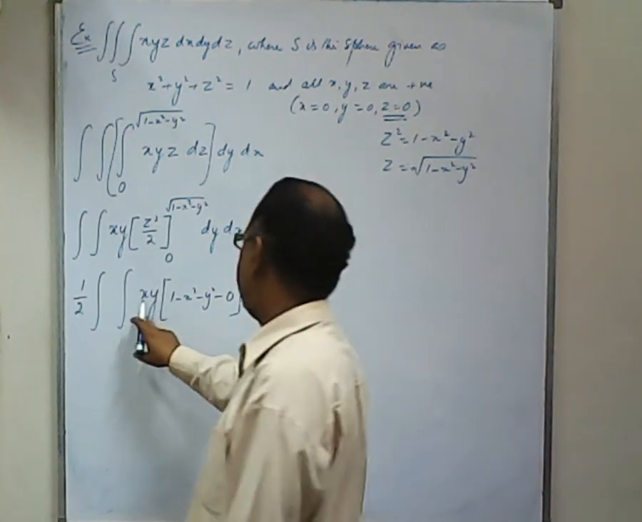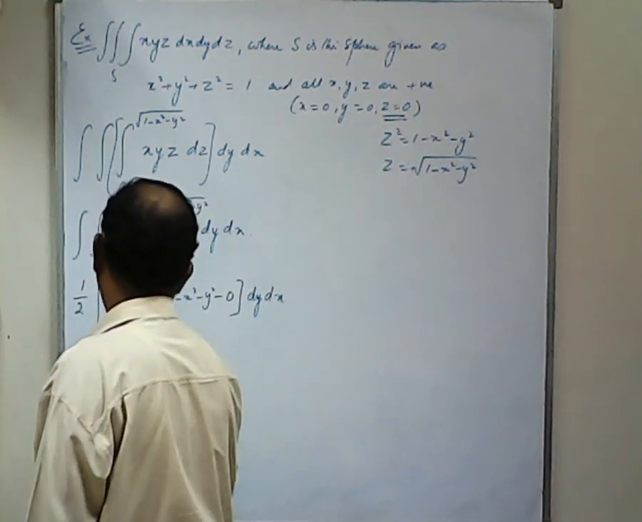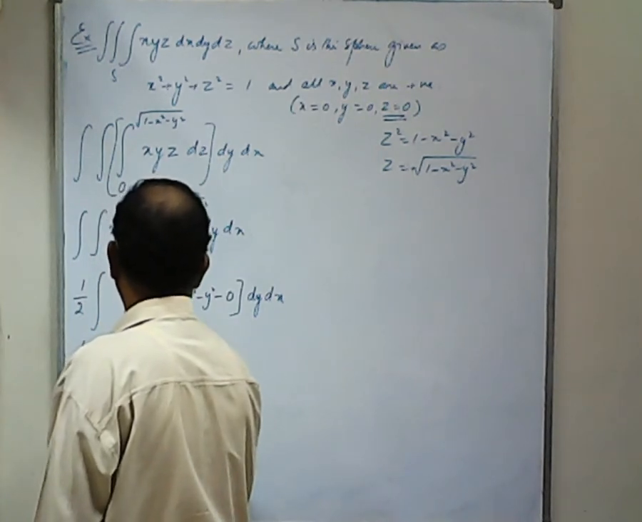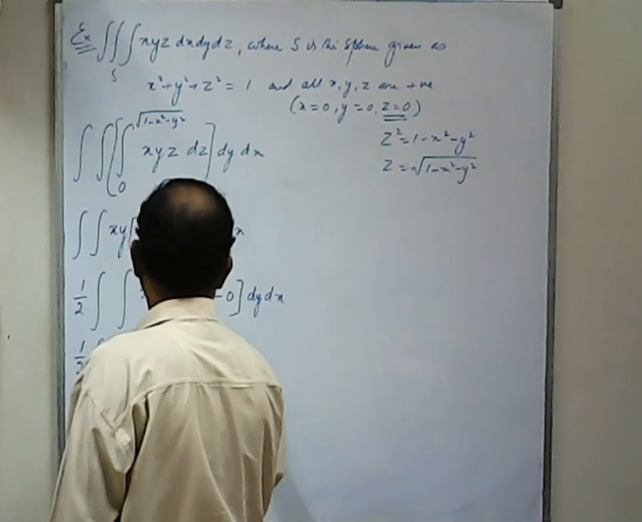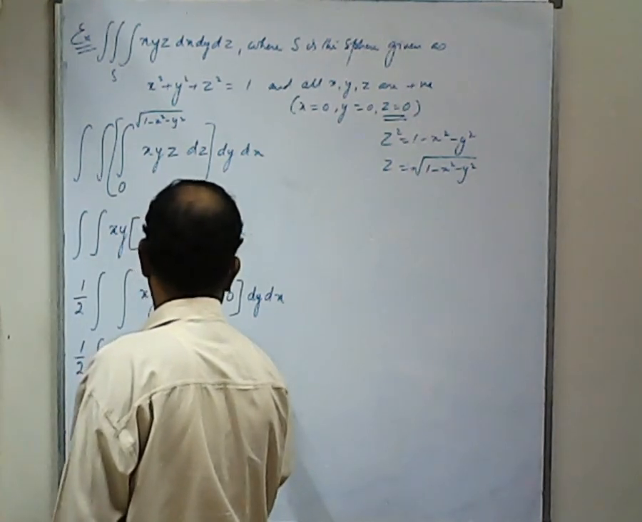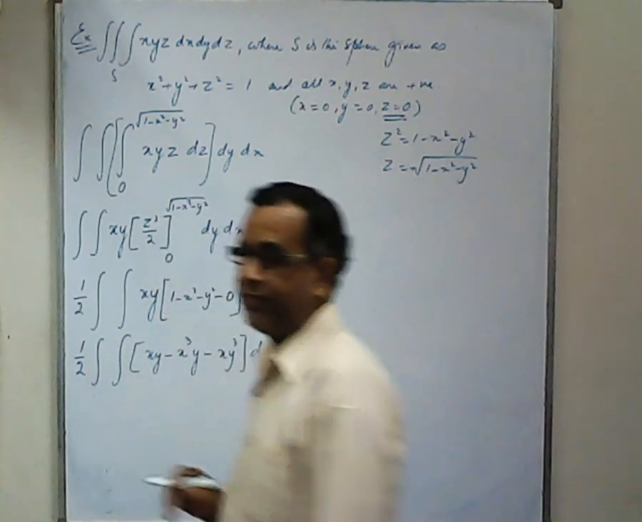Now I can multiply this y and x with this one. So 1 upon 2 integral, now I have xy minus x cube y minus xy cube, dy and dx.